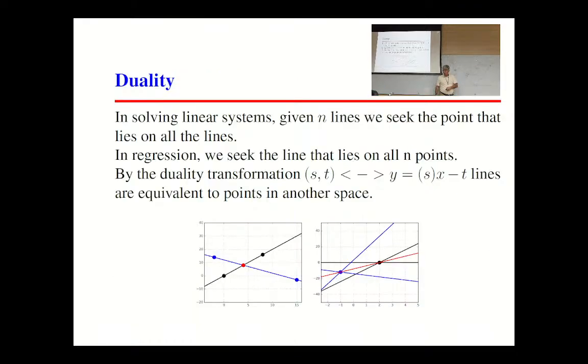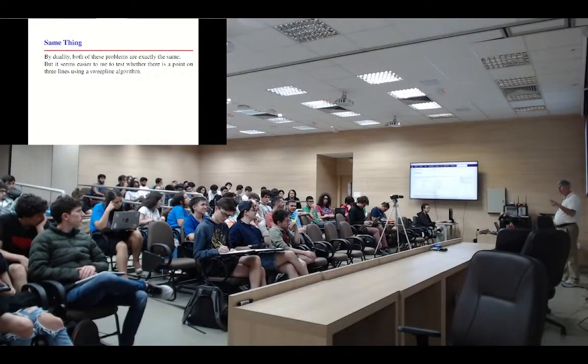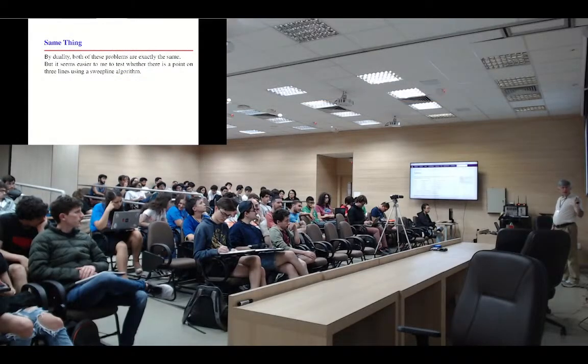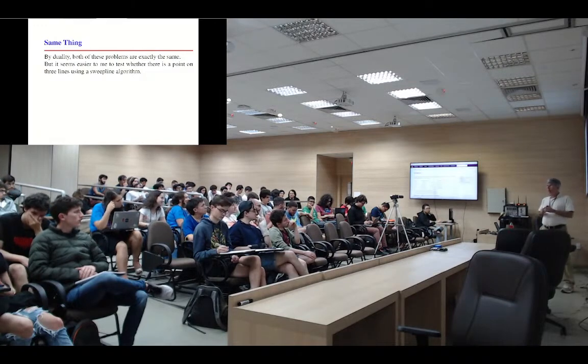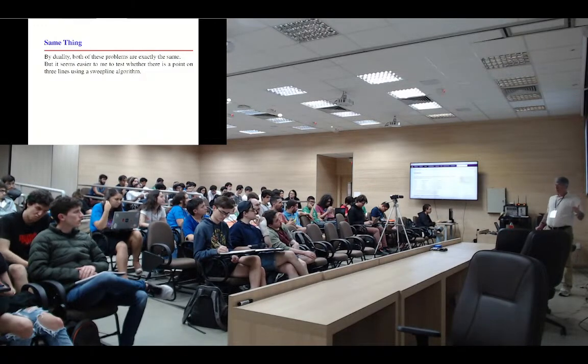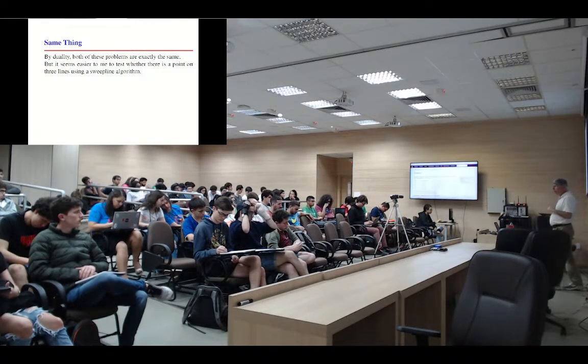When you use a sweep line, is the complexity n squared log n? The sweep line, in this case, had a complexity of n squared log n, because there were n squared points, and I stored them on a priority queue, my event structure. That was why it was n squared log n.